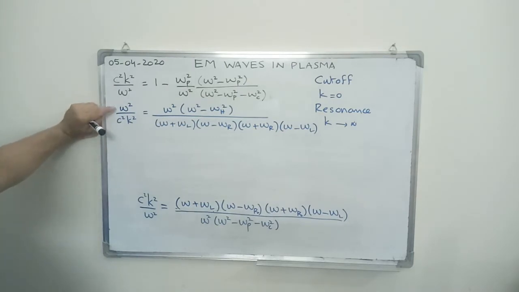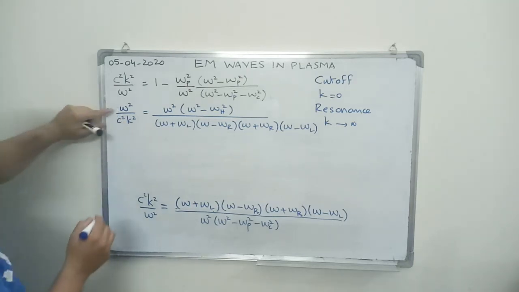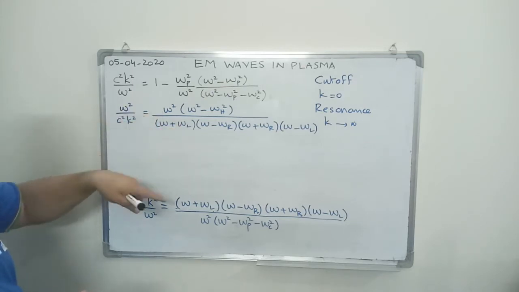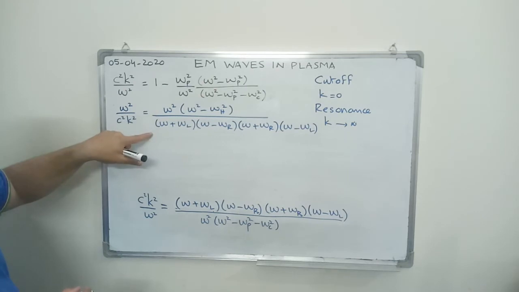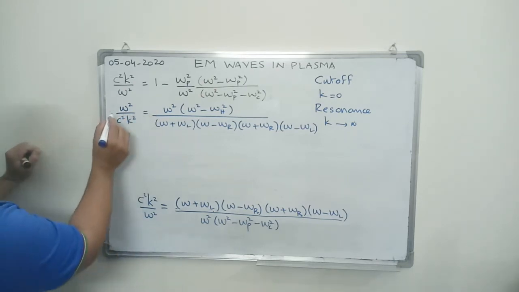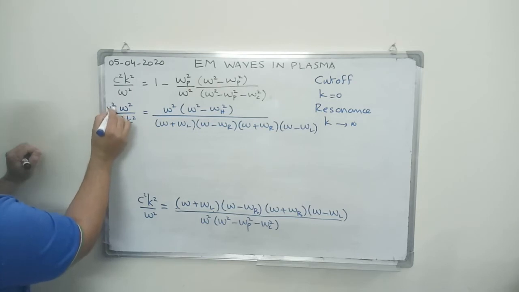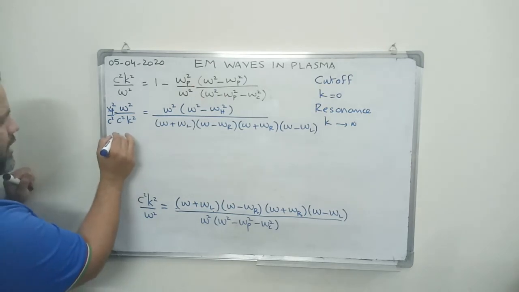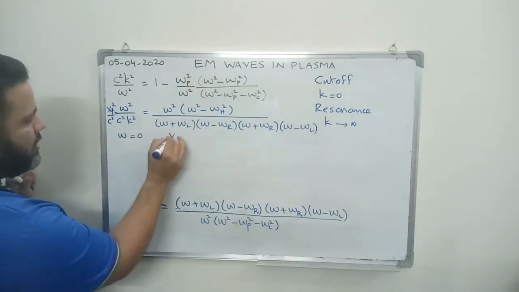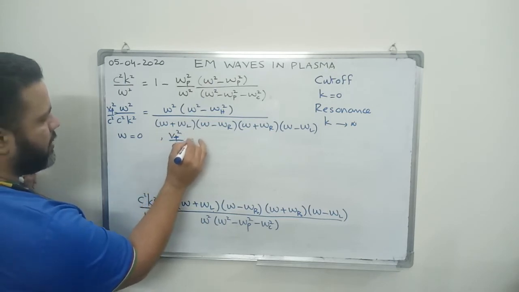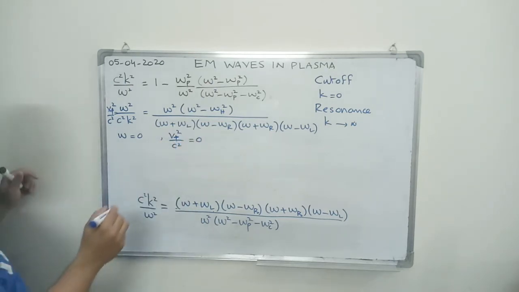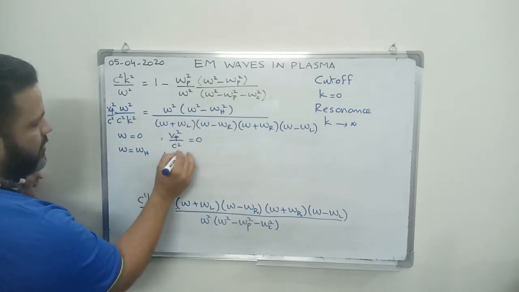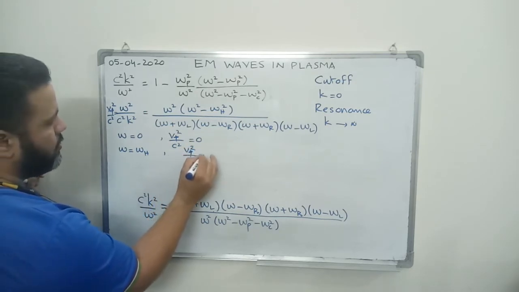Because we are going to plot this 1 over n square or omega square by c square k square with respect to omega. We are going to plot, I will give you a plot in a short while. So we are going to plot this expression, which is basically v phi square over c square in terms of omega. So when omega equals 0, we have v phi square by c square equal 0. When omega equals omega h, we have v phi square over c square equals 0.